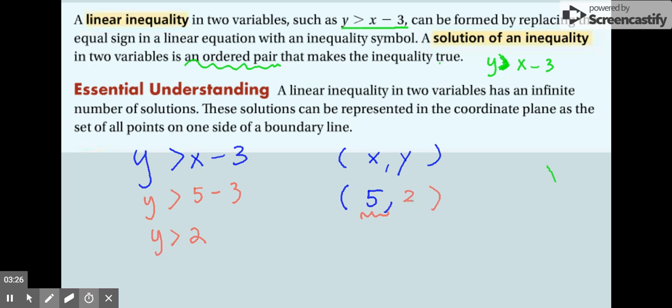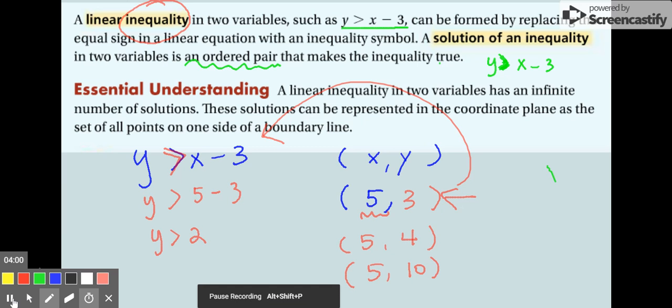So (5, 3), (5, 4) can be the answer. (5, 10) is also a solution. So it's not just one solution like solving equations. Solving an inequality has more than one solution. So you need to find, is (5, 3) going to be a solution for this? You can check by plugging in x and y. If that makes the inequality true, then you can say that's a solution. Let's look at more examples.